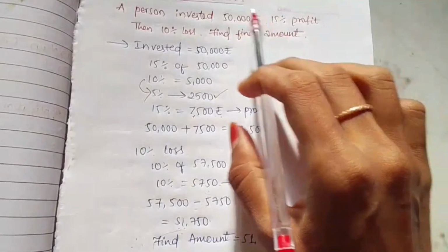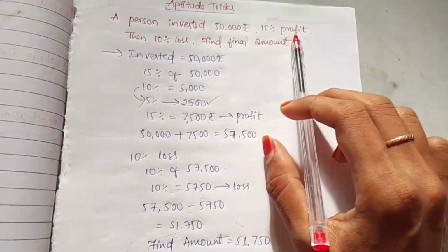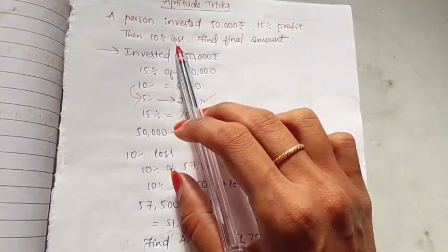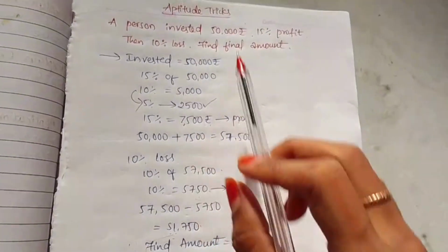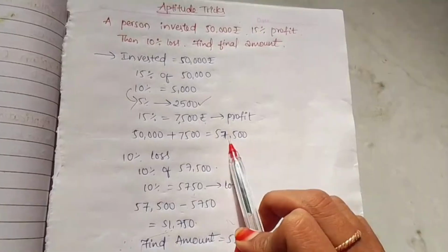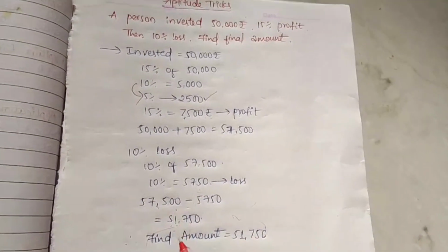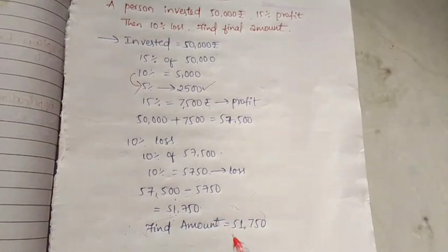Find the 15% of 50,000 and just add it because it's profit. After profit he got 10% loss. You have to find the 10% of that 57,500 and decrease it from that 57,500. You will get the final amount he has.